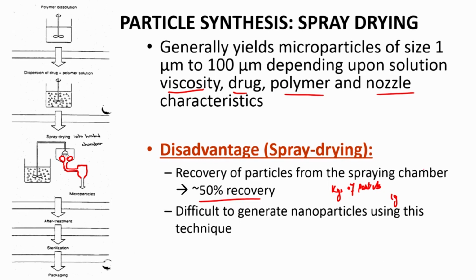And then because of the nozzle diameters and all these properties, it is actually very hard to get nanoparticles using this technique. So most of the time you will end up getting only microparticles, as I said, between 1 to 100 micron in that size range. So these are some of the disadvantages there. Another disadvantage that I have not written is because the heating is involved, that can denature some of the proteins, denature biomolecules. So that is another limitation of this.